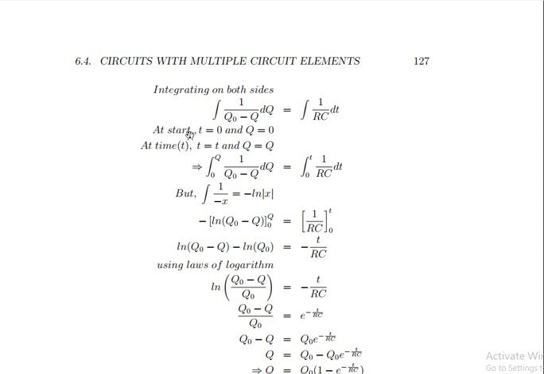You need to know that at start, the time t is equal to 0 and q is equal to 0. So here you are going to have 0 and here 0. And at the time t is equal to t, q is equal to q. So here you have t and here you have q, as shown. But the integral of 1 over x equals the natural log of x, so we are going to have negative ln of Q0 minus Q.